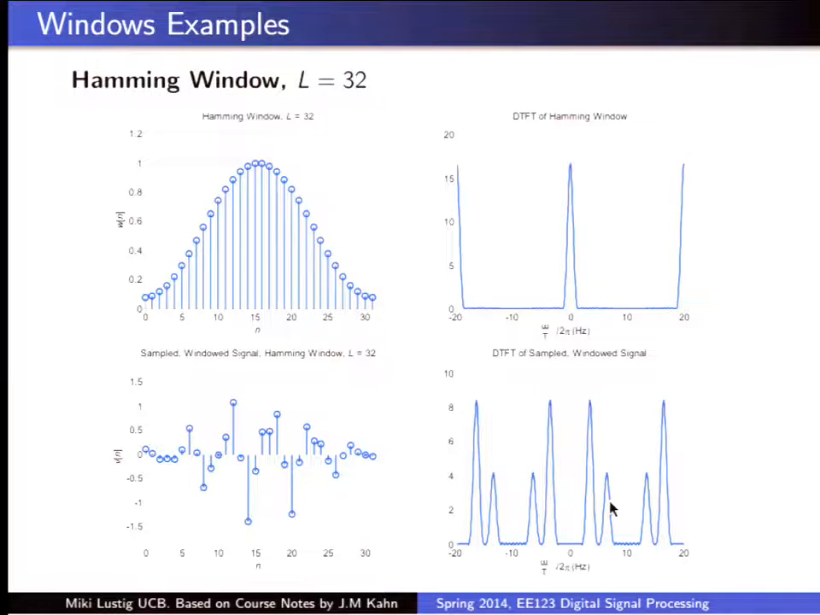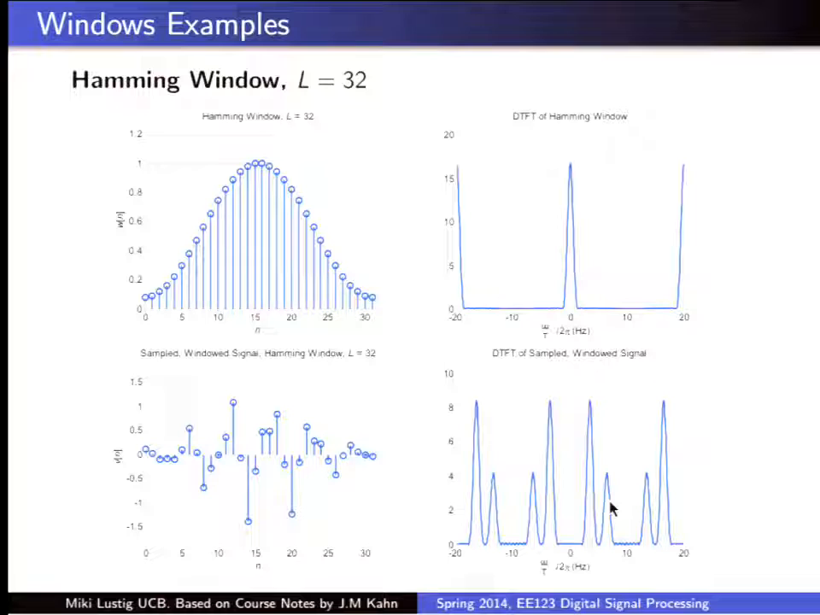Gorgeous. So the nice thing about Hamming, actually, is that it has a very similar main lobe to the triangular window, but at the same time has much smaller side lobes. So it operates in a better trade-off. And so you get a really nice depiction of peaks similar to the triangular window, at the same time with much lower side lobes.